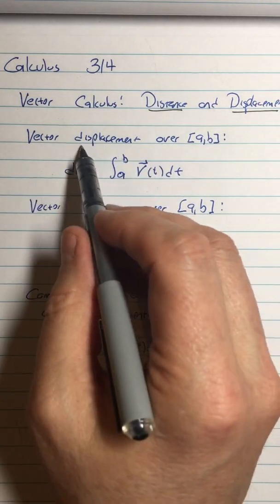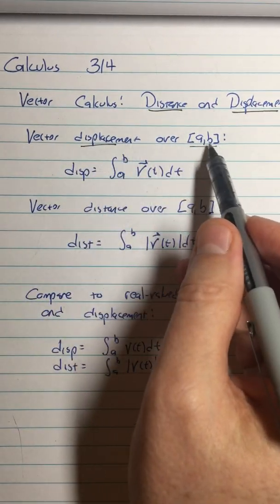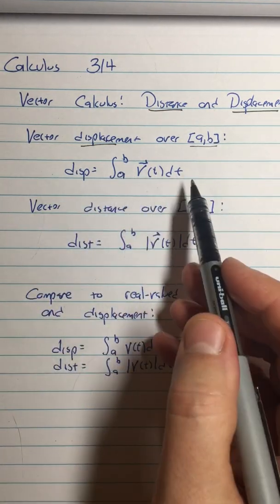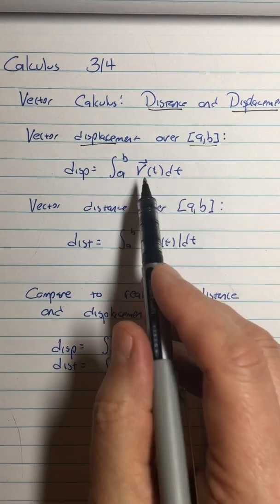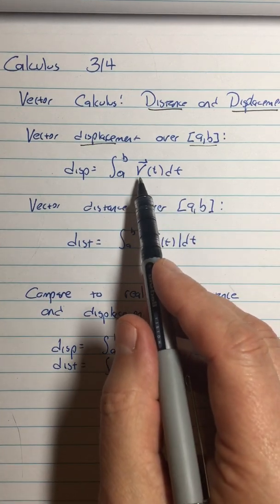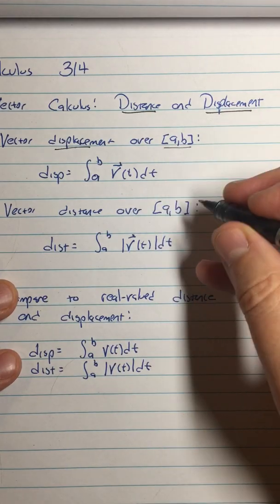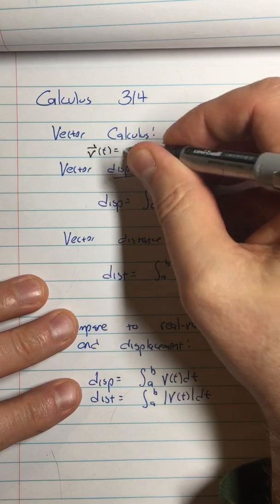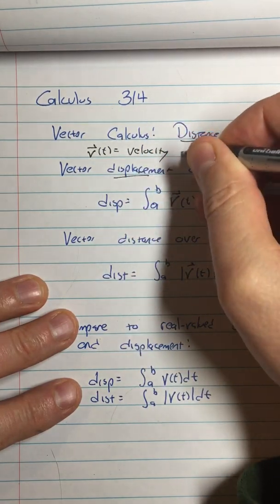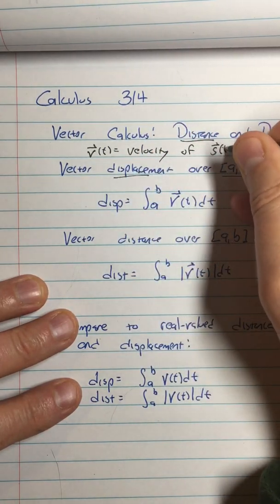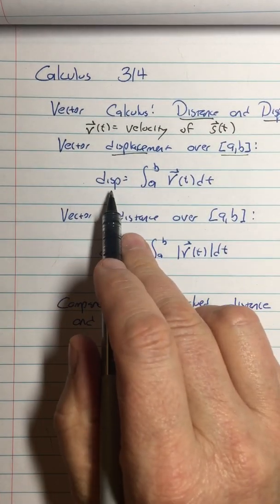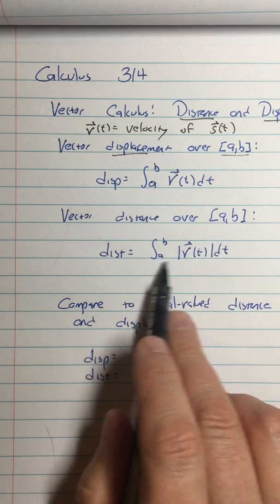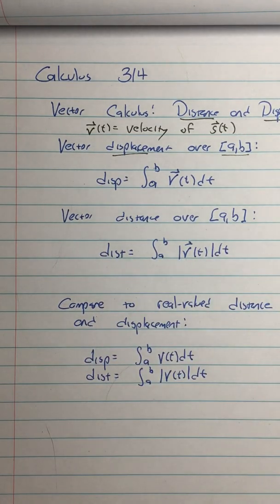So vector displacement over an interval a, b. This is a time interval. t is going from a to b. The displacement is the integral from a to b of the vector function. So I just do the integral of the vector function. Where v is the velocity, maybe I should put that in here: v equals velocity of our given vector function s of t. So then the displacement is the integral of the velocity function, and the distance from a to b is the integral of the magnitude of the velocity function.